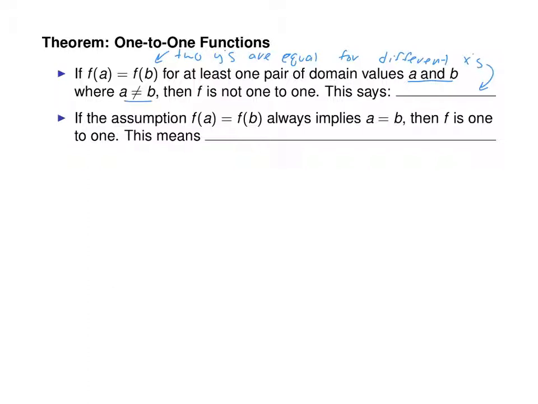Another way to say it is that if you assume that f of a equals f of b, so if you assume that 2 y's are equal, that means your x's were equal. So if 2 y values are the same, they came from the same input x value.